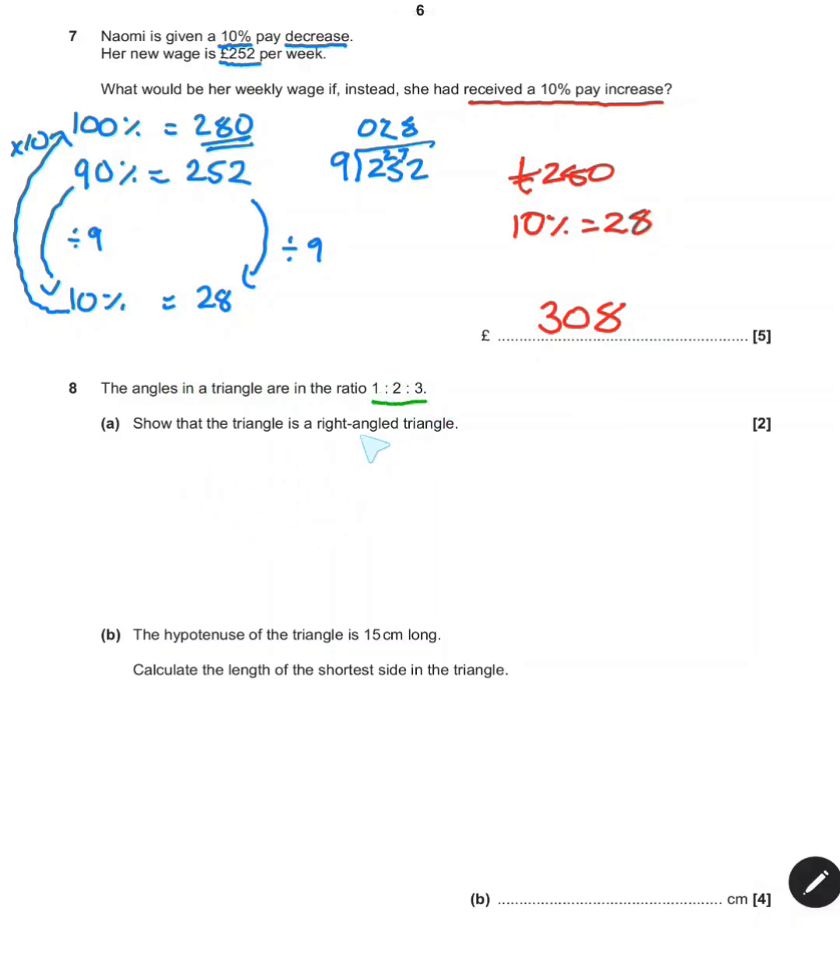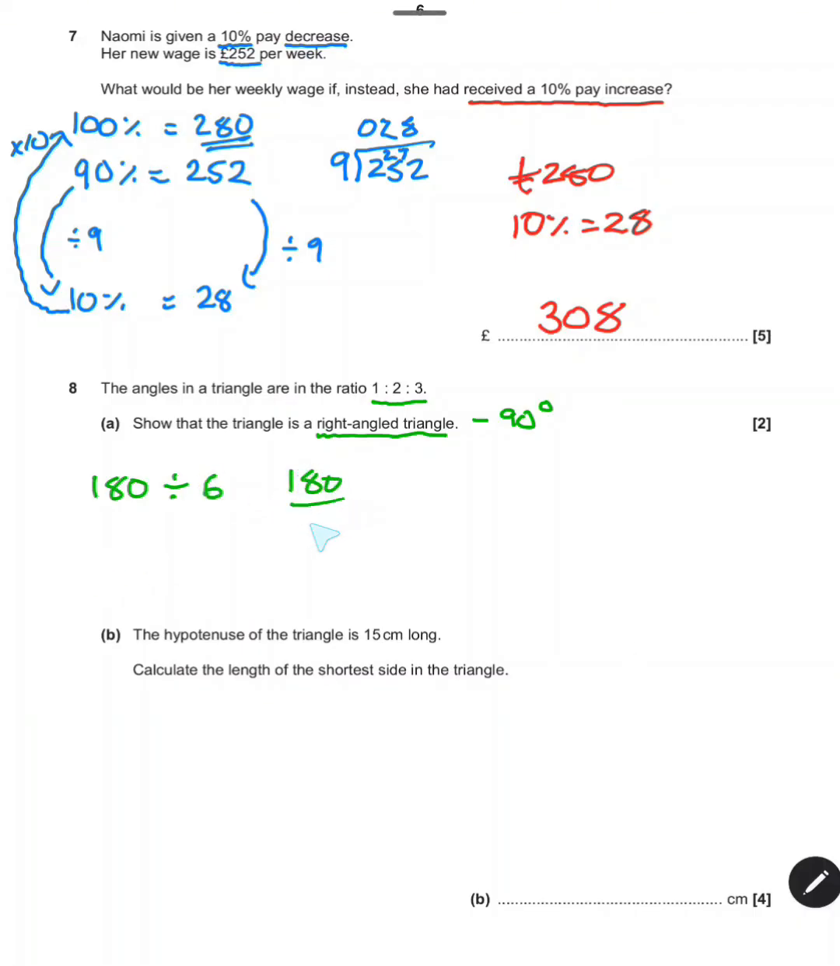And we're asked to show that it's right angled, meaning there must be a 90 degree somewhere in there. Now what we know is angles in a triangle add up to 180. I'm going to divide that by these 3 parts added together. So 1 add 2 is 3. 3 add 3 is 6. So I'm going to do 180 divided by 6.